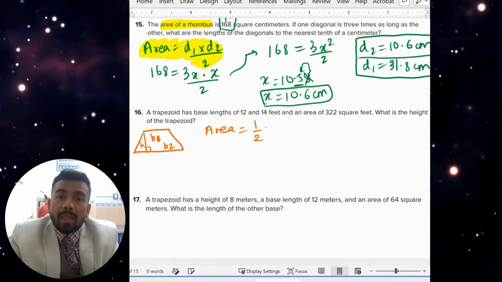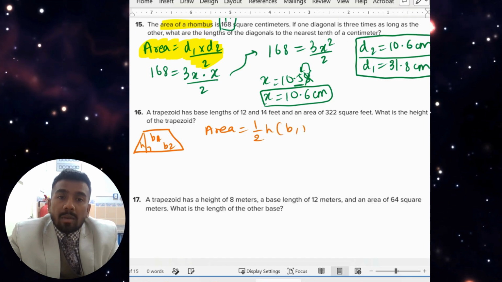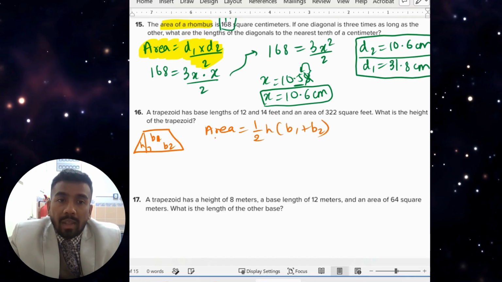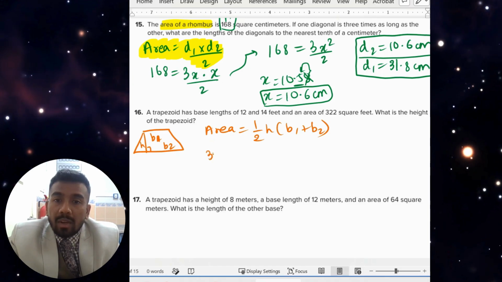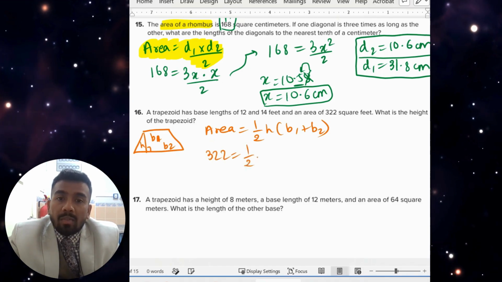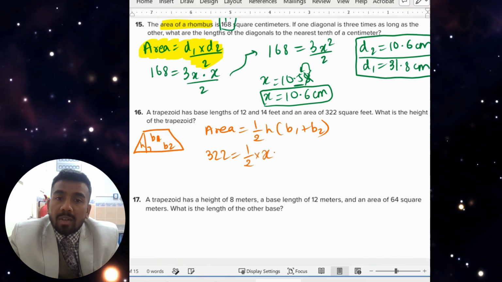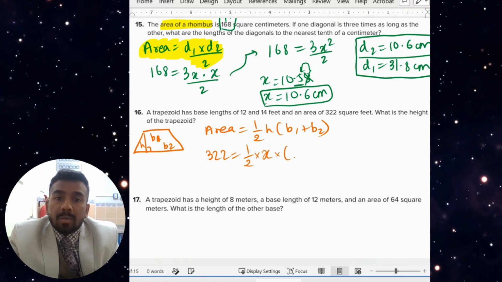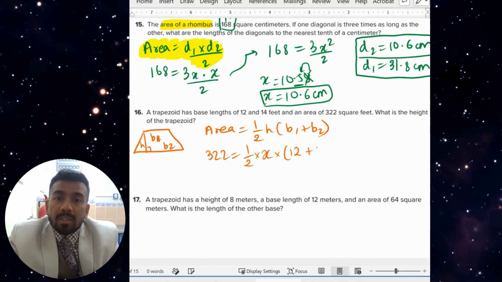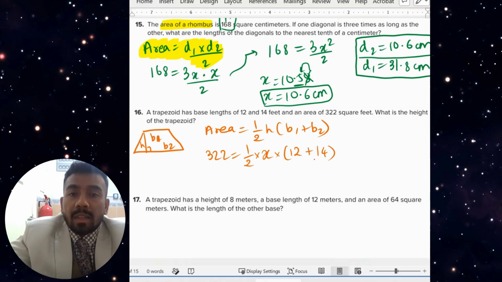Half times H times B1 plus B2. Now, area is given. How much is the area given? 322. Half times H, height is not given, so let it be X, times B1 plus B2. That's 12 plus 14. That's it. Do shift solve.